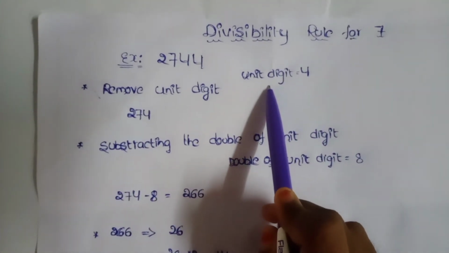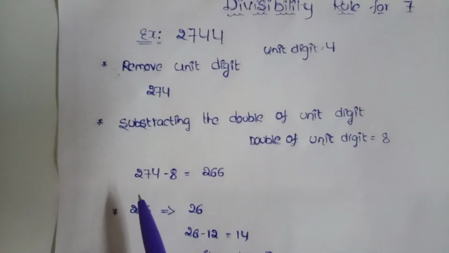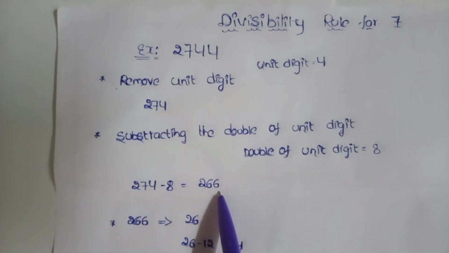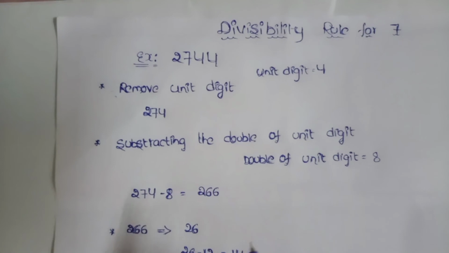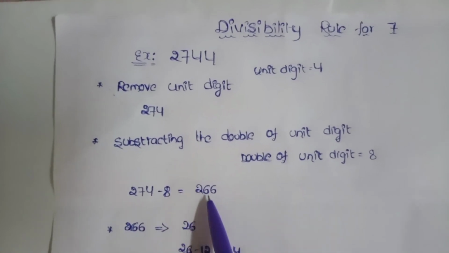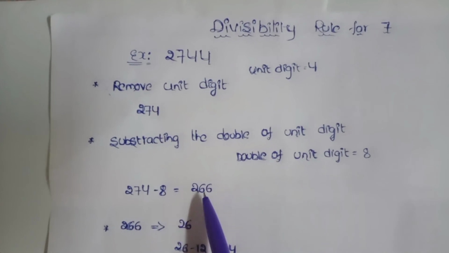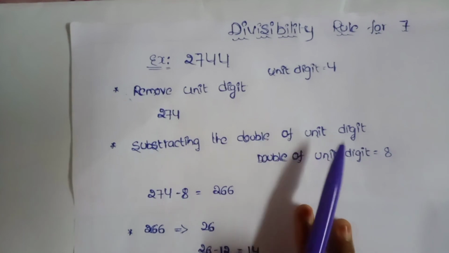Next step, subtract double the unit digit. What is the double of the unit digit? The double of the unit digit equals 8. So here I am subtracting the double of the unit digit. I am getting 266. This process continues until we get 2 digits. Here I am getting 3 digits, so I am continuing this process again.